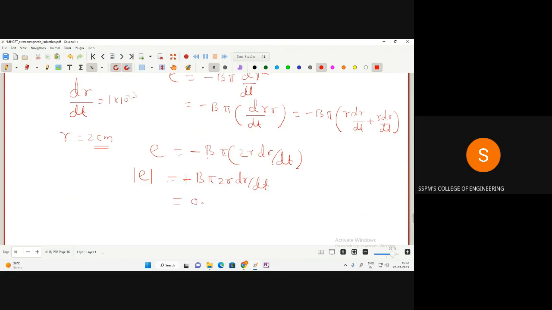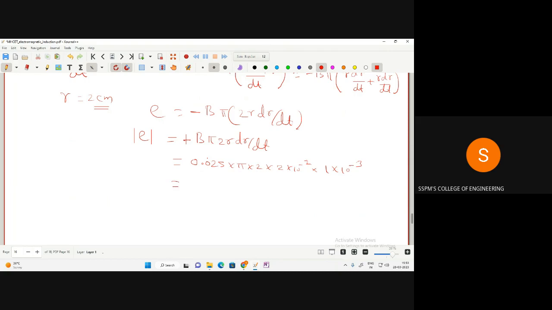आता बी किती आहे? 0.025 आहे इंटू पाय इंटू 2 इंटू आर किती? 2 इंटू 10 to the power minus 2 सेंटीमीटर मध्ये दिलेलं आहे. आणि डी आर बाय डी टी किती आहे? 1 mm पर सेकंड, म्हणजे 1 इंटू 10 to the power minus 3 हे दिलेलं आहे. आता हे सॉल्व करा. हे सॉल्व केल्यानंतर बघा हे काय येतो बघा, 2 इंटू 0.025 म्हणजे काय येणार? 0.05 येणार आहे इंटू पाय इंटू 2 इंटू 10 to the power minus 5 येणार आहे.